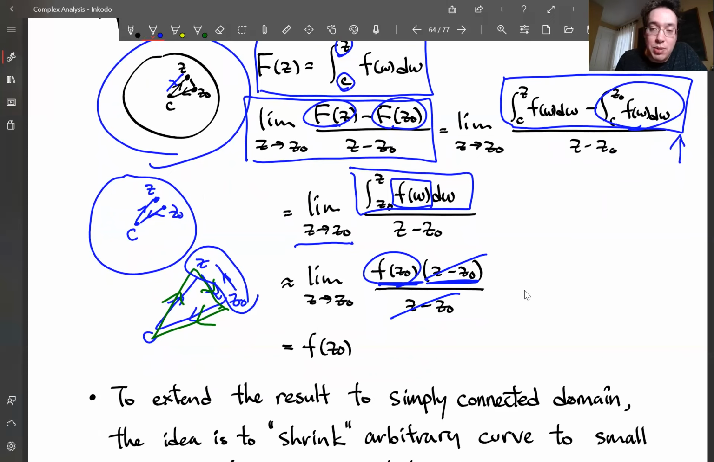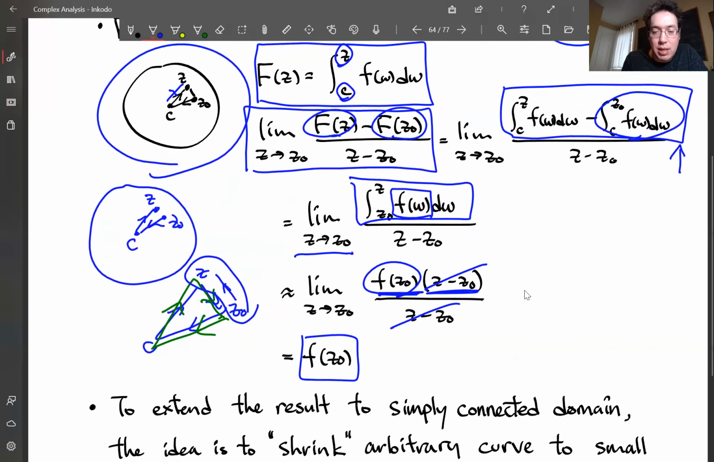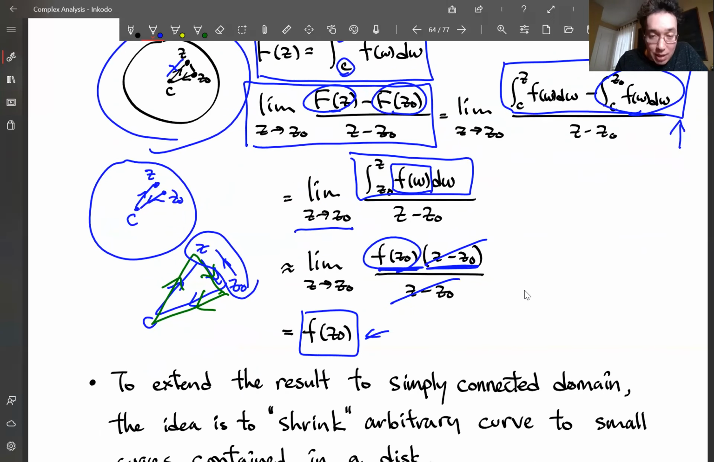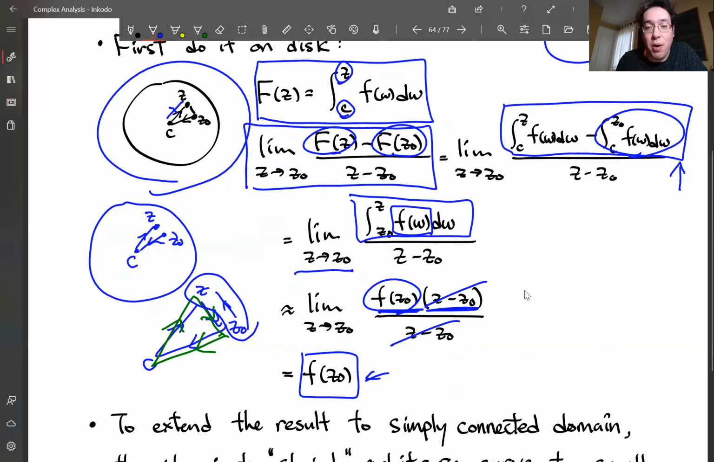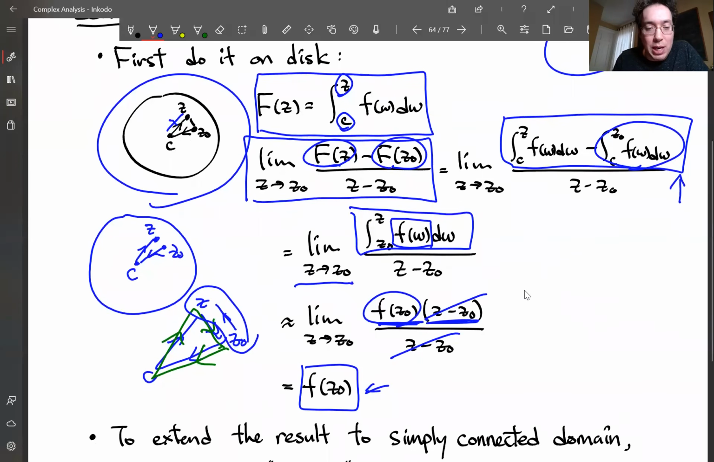Conveniently, this cancels with the denominator, and we just have that the limit approaches f of z naught. So what did we show? We showed that the difference quotient has a limit, and it's equal to f of z naught, which is exactly what we wanted to show. So capital F is the primitive of the function lowercase f.